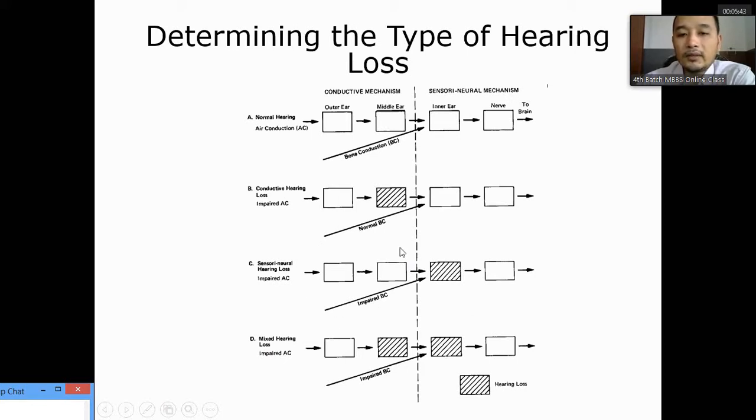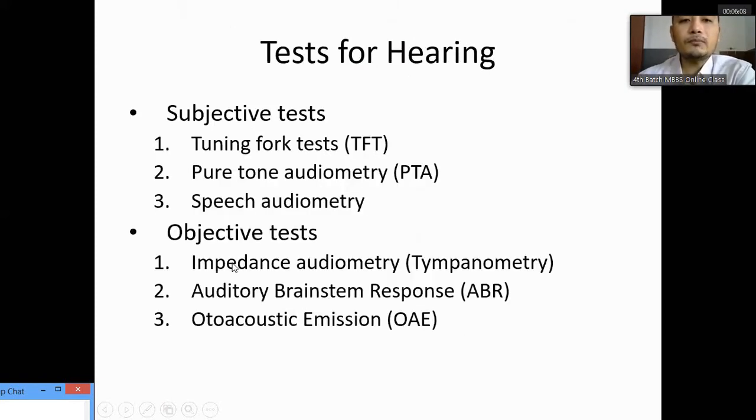Now, bone conduction is normal in conductive hearing loss because it bypasses the middle ear function, the conductive mechanism. But in sensorineural hearing loss, the bone conduction is impaired. In mixed hearing loss, both the conductive mechanism and the sensory mechanism are impaired. That's why air conduction plus bone conduction is impaired. It's very simple. Now, how do we test for hearing?